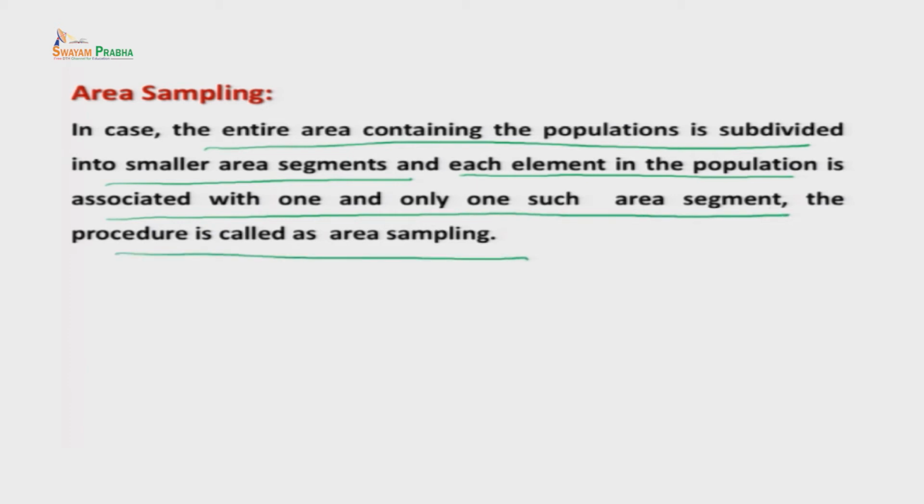For example, suppose in some city there are different colonies. So, these are some different areas. So, the entire city is now divided into different colonies, and then every colony is just like a sampling unit, right. So, in such a case, this will be called area sampling.